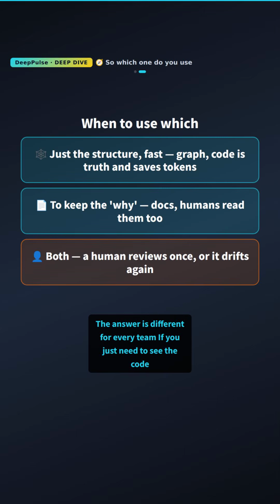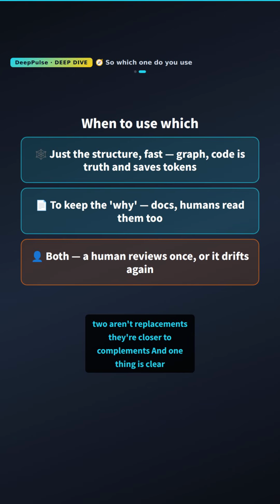The answer is different for every team. If you just need to see the code structure fast, a graph pulled straight from the code has nothing to drift. If your team needs to preserve the reasoning behind why it was built this way, you need docs. And the side spreading faster right now is the graph. Because asking a graph saves far more tokens than reading the whole codebase. But the 2 aren't replacements, they're closer to complements.